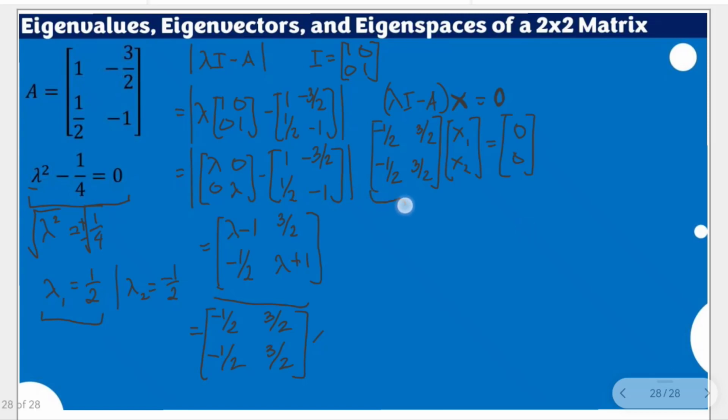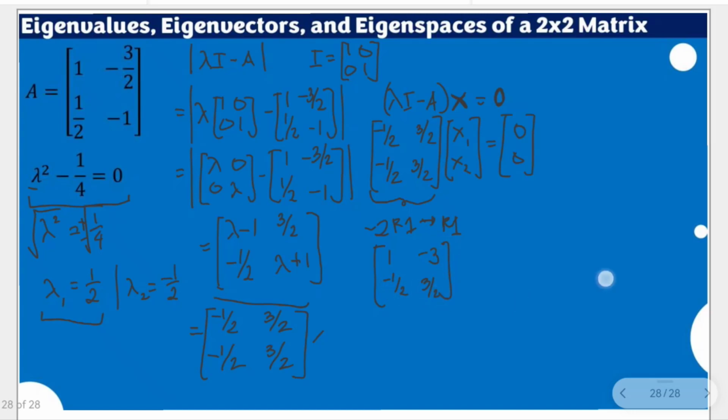The goal here is to come up with the reduced row echelon form for this. So let's multiply negative 2 to R1 to have a new R1, because our goal is to come up with the leading one in this form. Negative 2 times negative 1/2 is 1. Negative 2 times 3/2 is negative 3. So we still have negative 1/2 and 3/2 here as well.